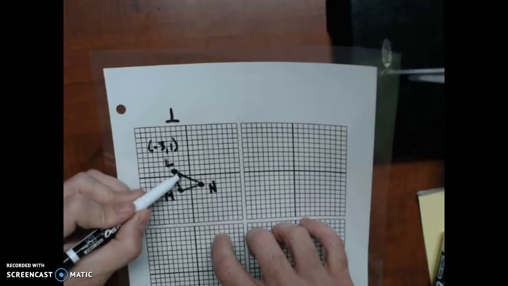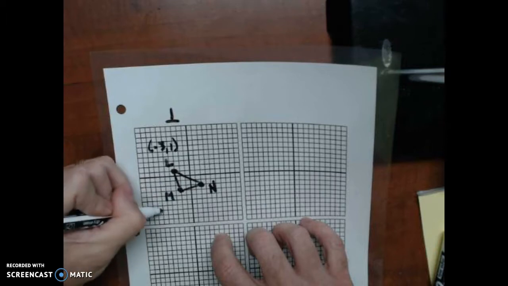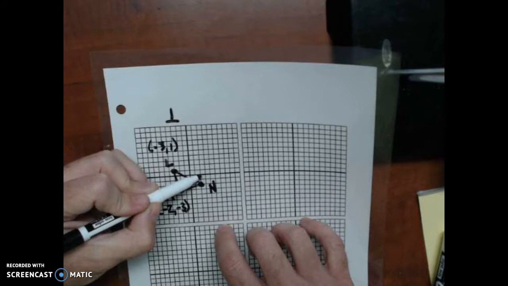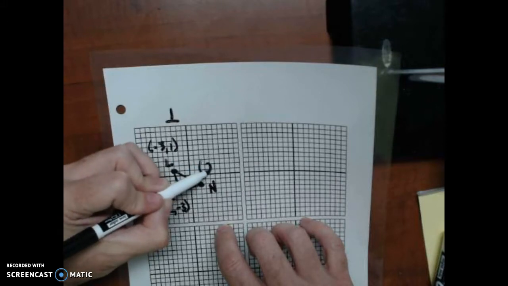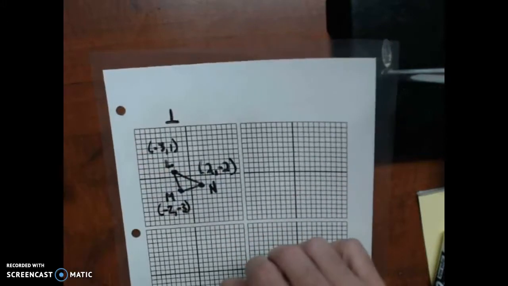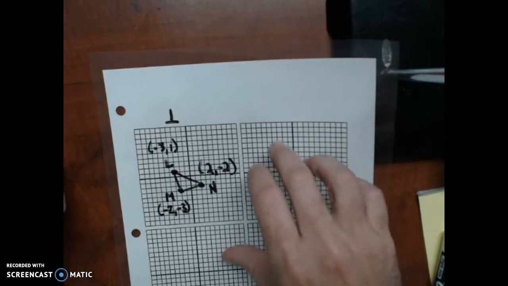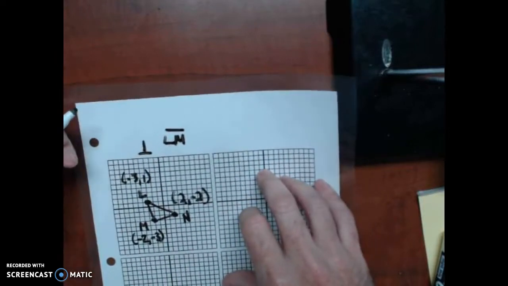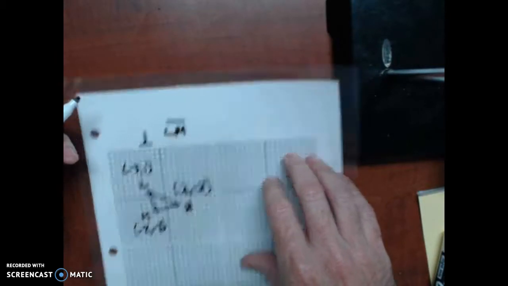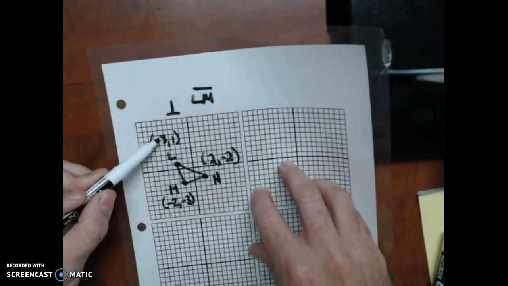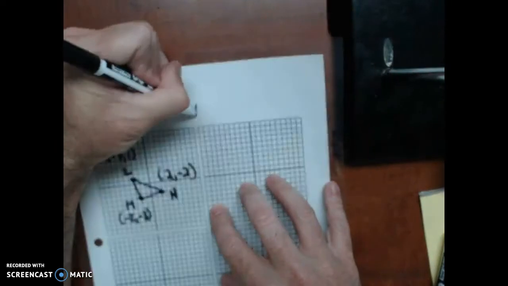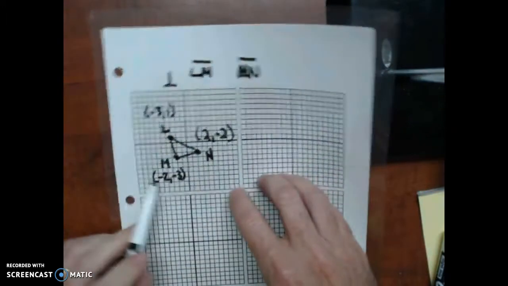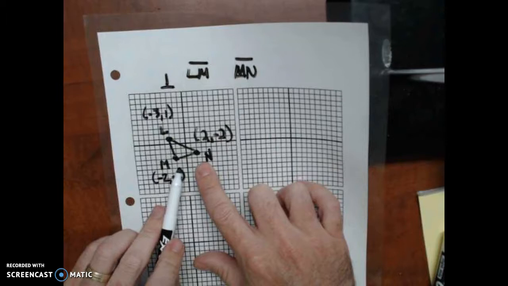And M is here at, looks like, -2, -3. And N is at +2, -2. So we're going to have two sets of dots here. We have what they call line segment LM, and that is defined by these 2 points right here. And we have line segment MN, which is defined by these 2 points right here.